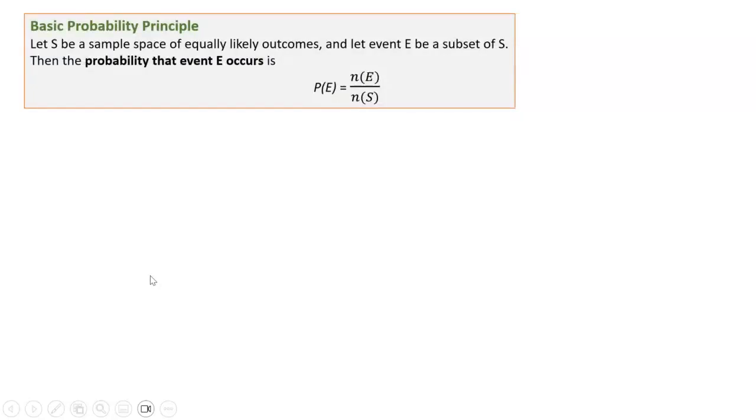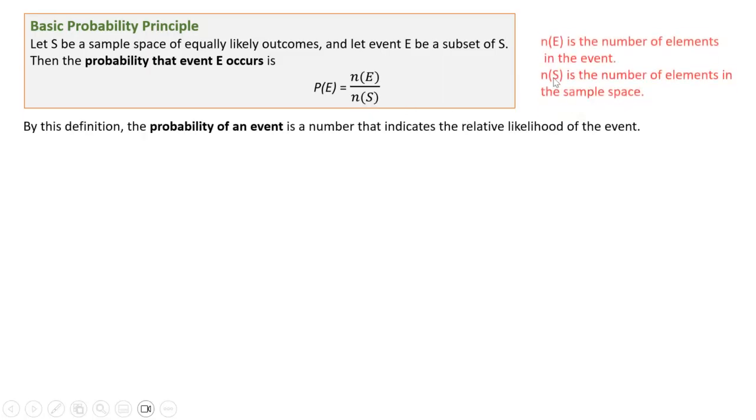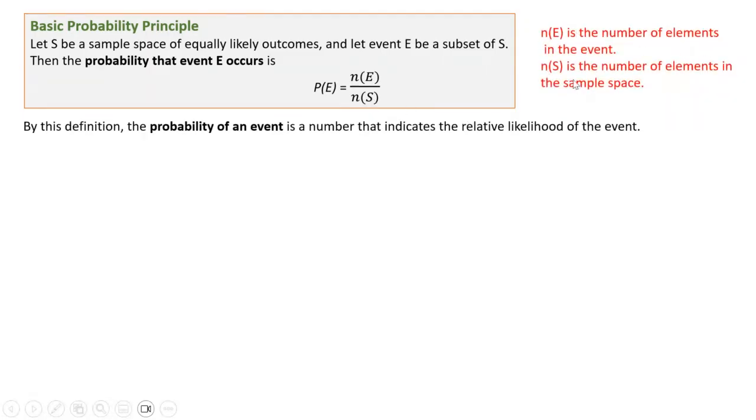Now, everything that we've done so far leads to the basic principle of probabilities. This is my formula: P(E), the probability of the event, is equal to N(E) over N(S). N(E) is the number of elements in the event, and N(S) is the number of elements in the sample space. By this definition, the probability of the event is a number that indicates the relative likelihood of the event.